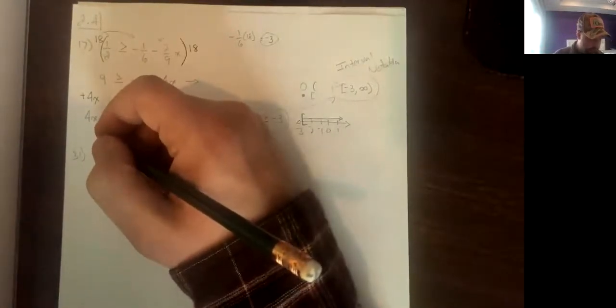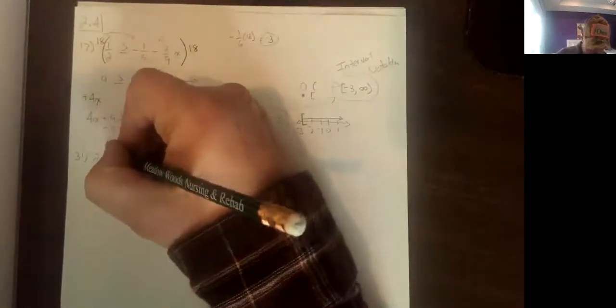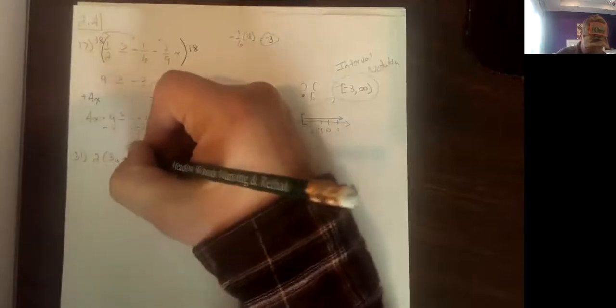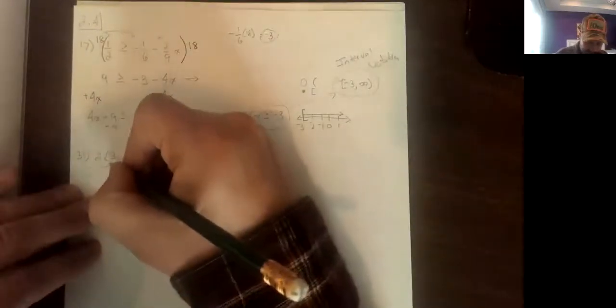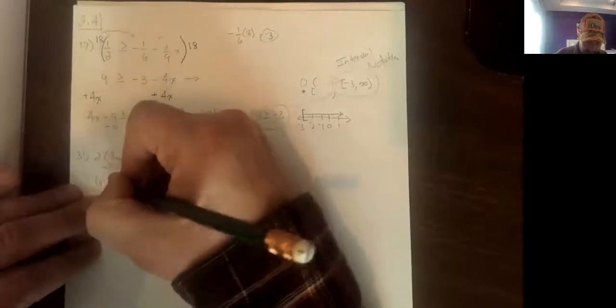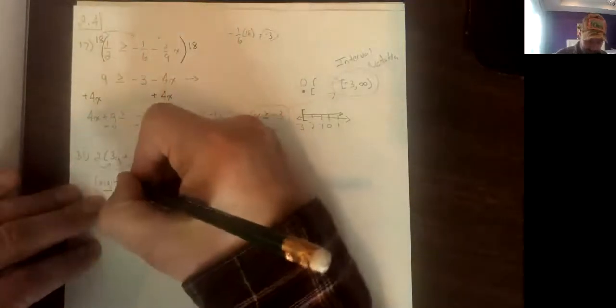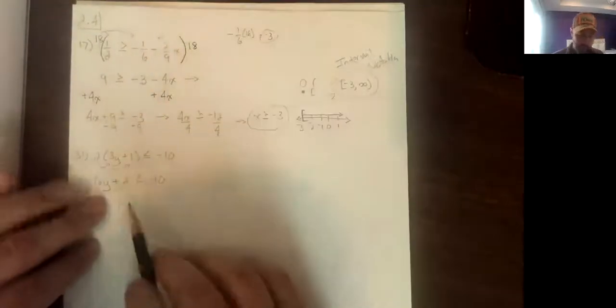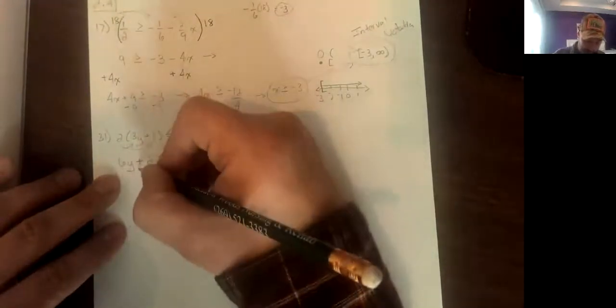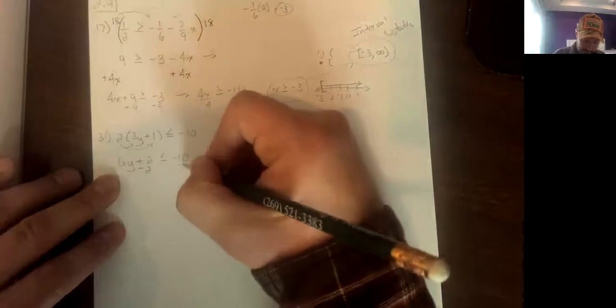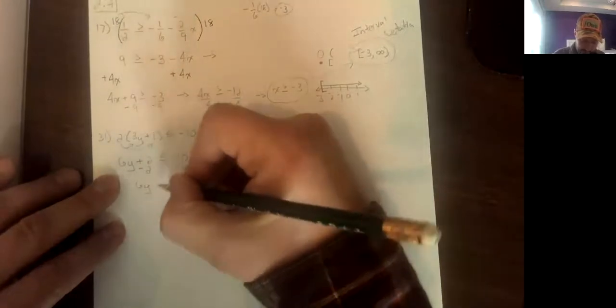Number 31 is where they say write your answers in interval notation, because now they're not asking you to graph. They give us 2 times 3y plus 1 less than or equal to negative 10. So I need to first distribute. So I have 2 times 3y is 6y, 2 times 1 is 2, less than or equal to negative 10. Because I have a positive variable already, I am not going to move that. I am just going to move my 2. So whatever I do on the left, I do to the right.